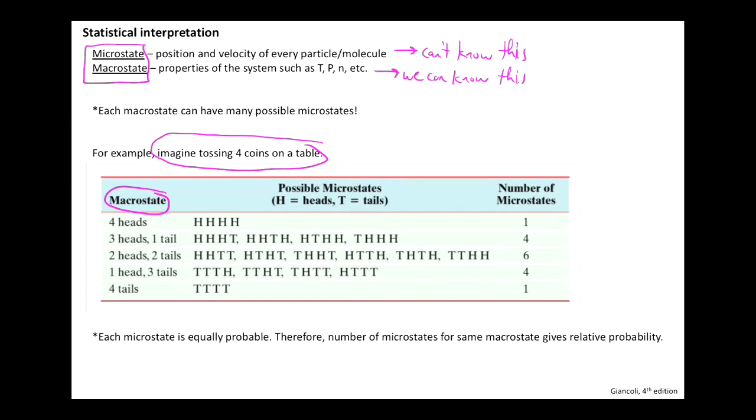Microstates would be looking at every individual coin and being like, heads or tails. Pick up another one, heads or tails. Pick up another one, heads or tails. Pick up the other one, heads or tails, okay?